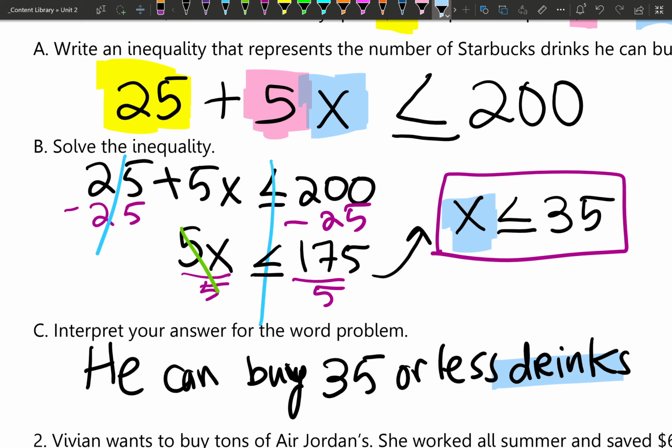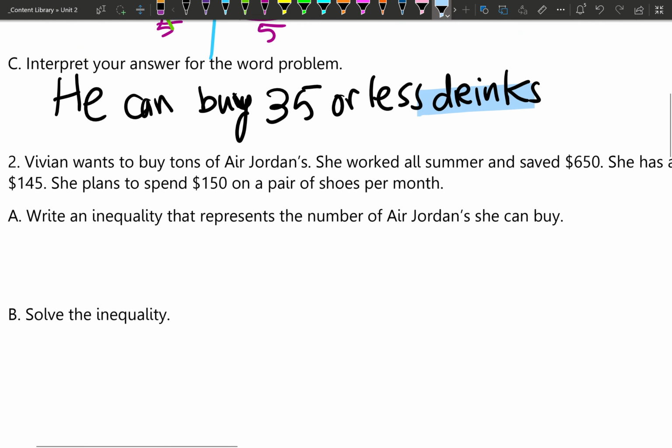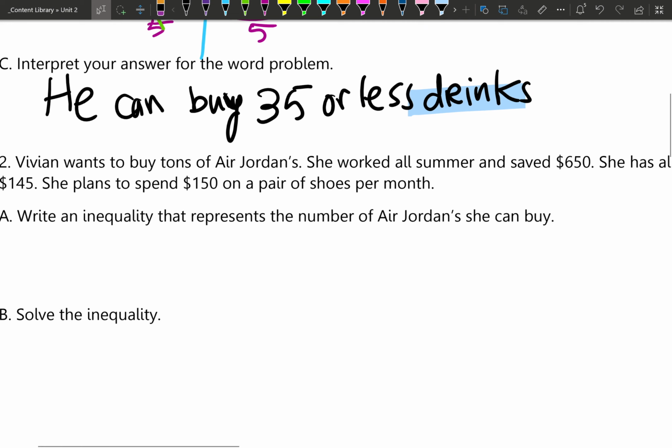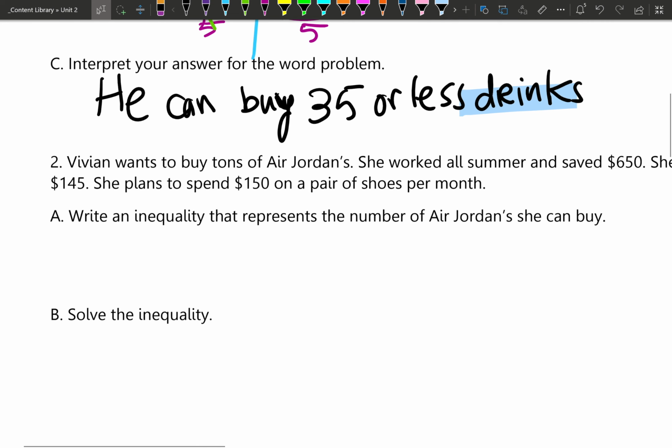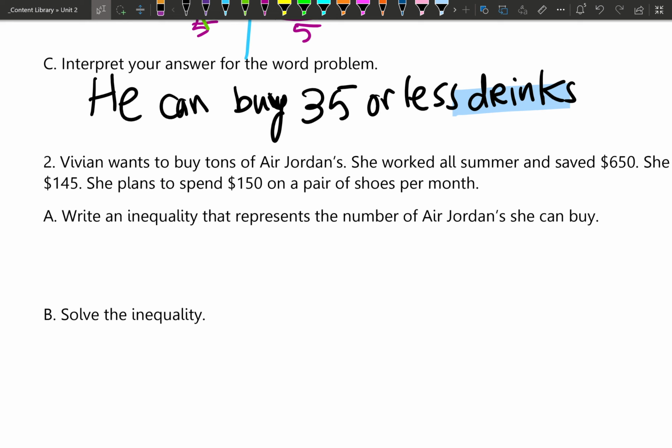All right, let's try one more. Vivian wants to buy tons of Air Jordans. She worked all summer and saved $650. She has already spent $145. She also plans to spend $150 on a pair of shoes every month. Let's write an inequality. First, let's start off with the amount of money she's already spent and we can't change. So that's $145.